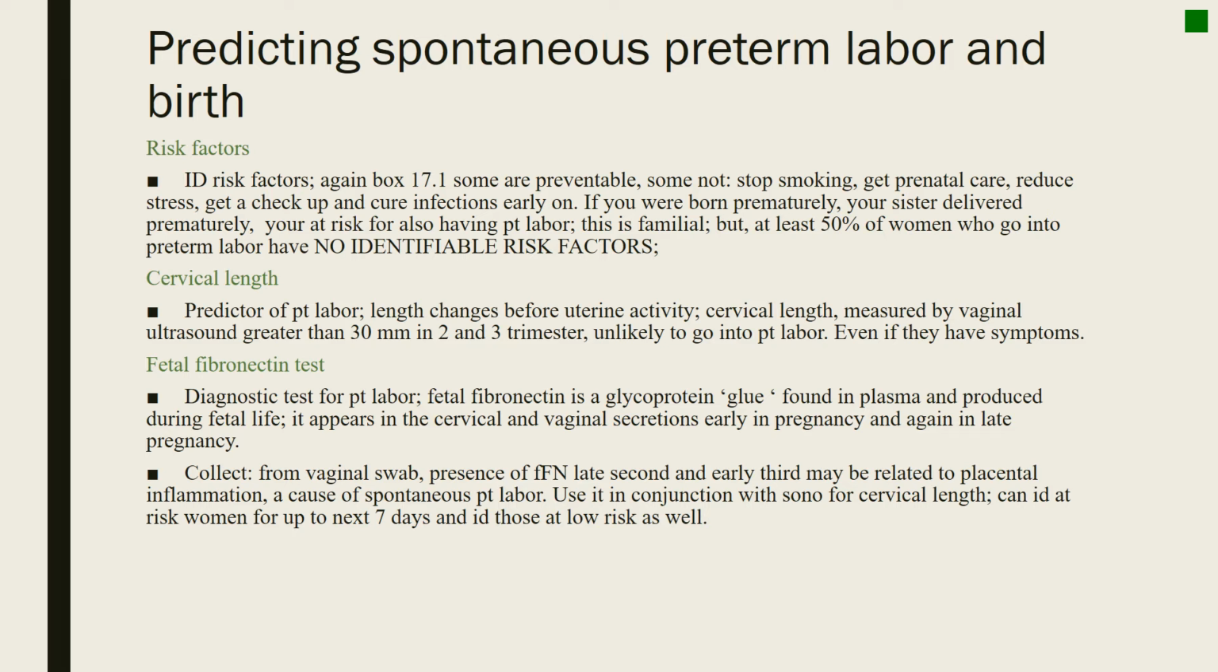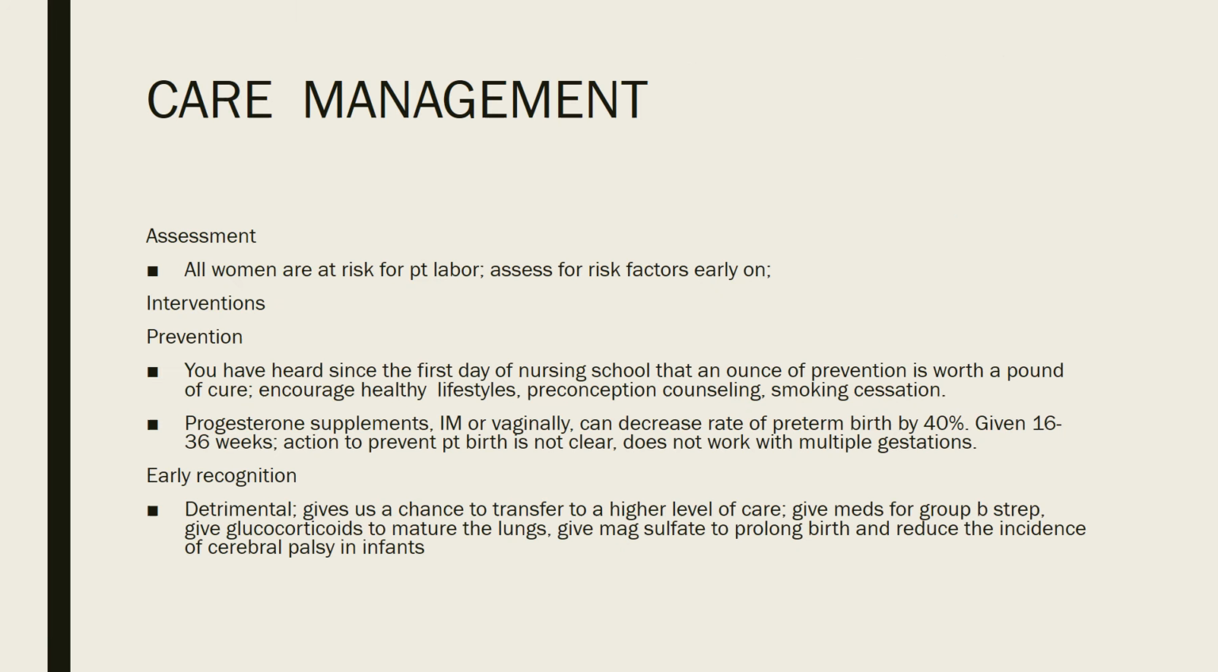And then there's the fetal fibronectin test. This is a glycoprotein glue that's found in the plasma and produced during fetal life. It appears in the cervical and vaginal secretions early in pregnancy and again in late pregnancy. We collect it. It's known to be a cause of spontaneous PT labor, and we use this in conjunction with that cervical length. It can identify people that are at risk for up to 7 days in that window, and also those that are low risk.